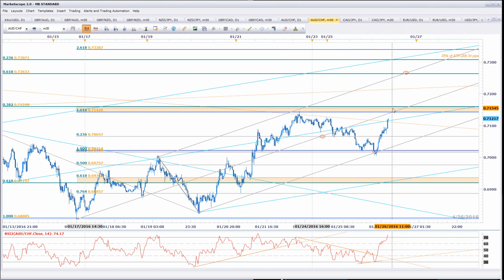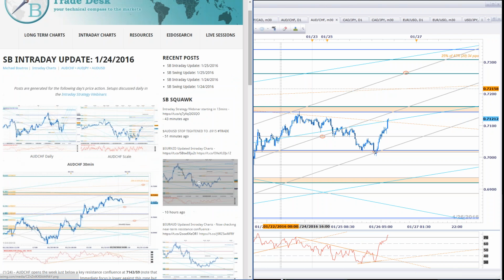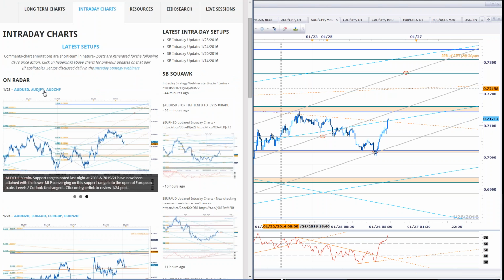Key resistance is right here, broadly looking higher, but we need to make sure that we have a risk to reward in play here. So if you're not already on the long side here, guys, it's kind of late. I wouldn't prompt you to jump in just yet. Look for a pullback. Here's what it looked like yesterday on Aussie Swiss.